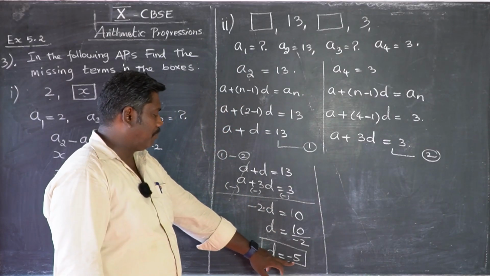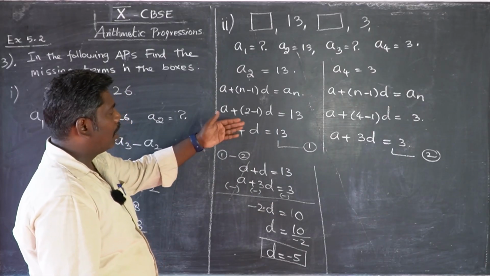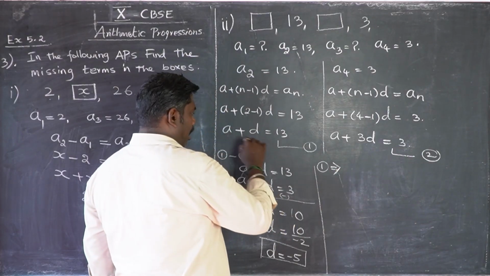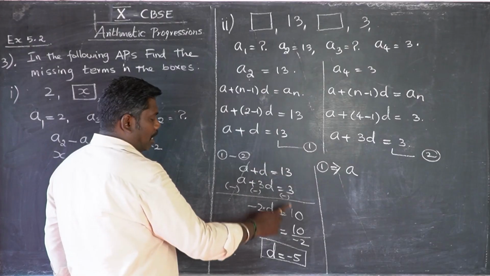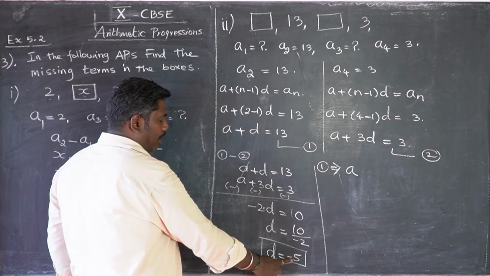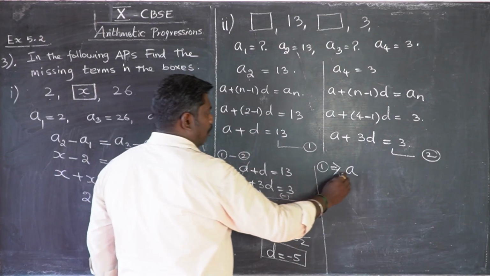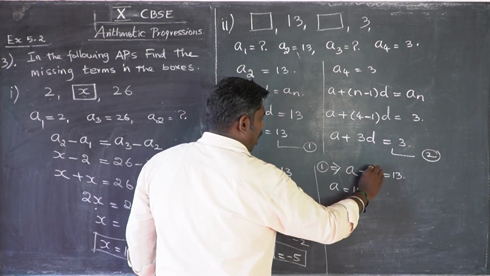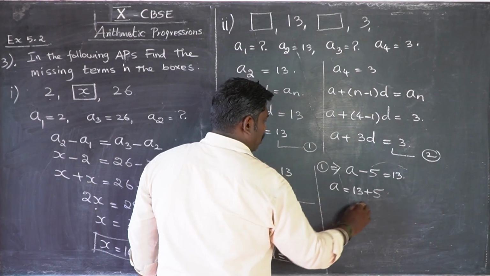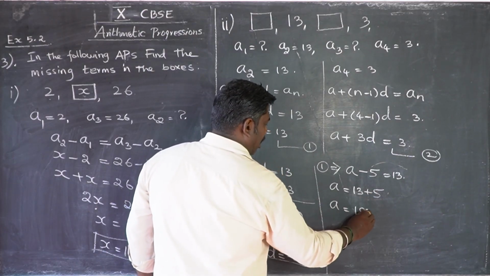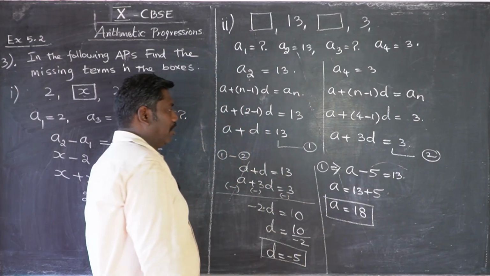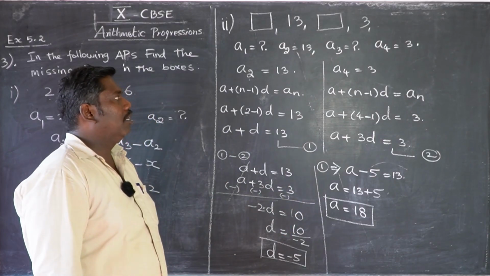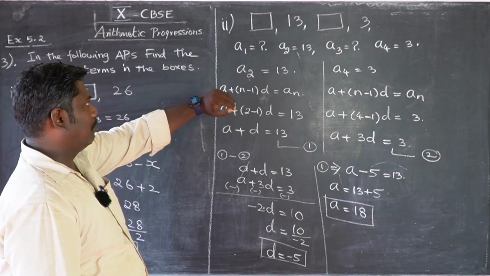Substituting d is equal to minus 5 in any one of equation number 1 or 2, we can substitute here. Now equation number 1 becomes a, instead of d we substitute minus 5, equal to 13. Therefore, a is equal to 13, minus 5 changes to the right hand side becomes plus 5. 13 plus 5, 18. So by solving equation number 1 and 2, we got the values of a and d.